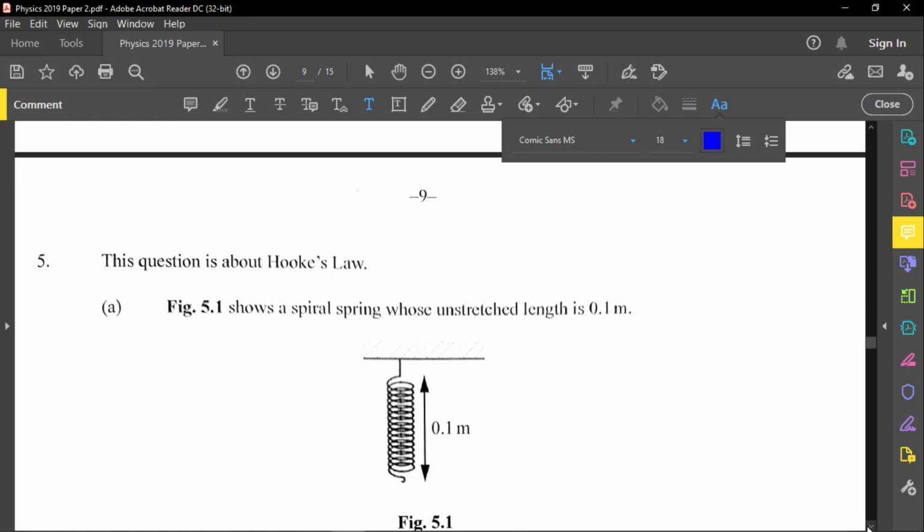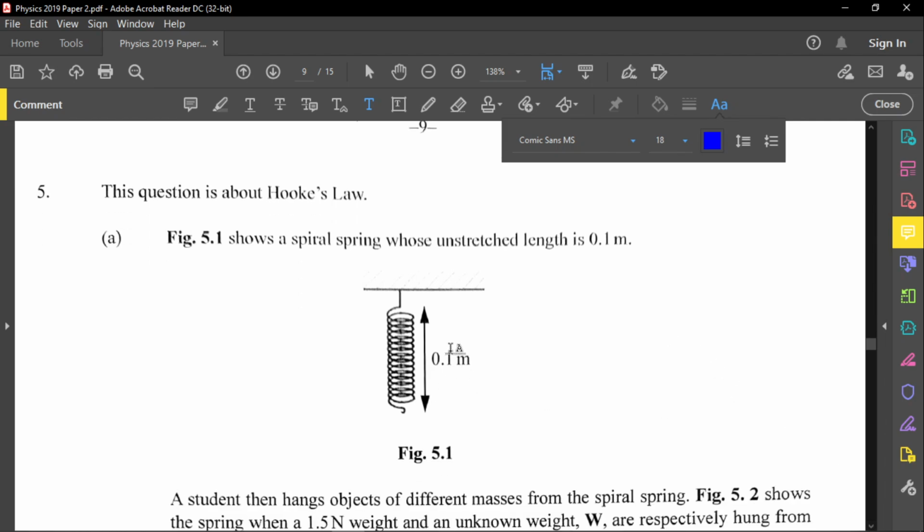All right, now question number 5. This question is about Hooke's law. Here we have figure 5.1, which shows a spiral spring whose unstretched length is 0.1 meters. So this unstretched spring is 0.1 meter. That is the normal length of the spring without anything on it.